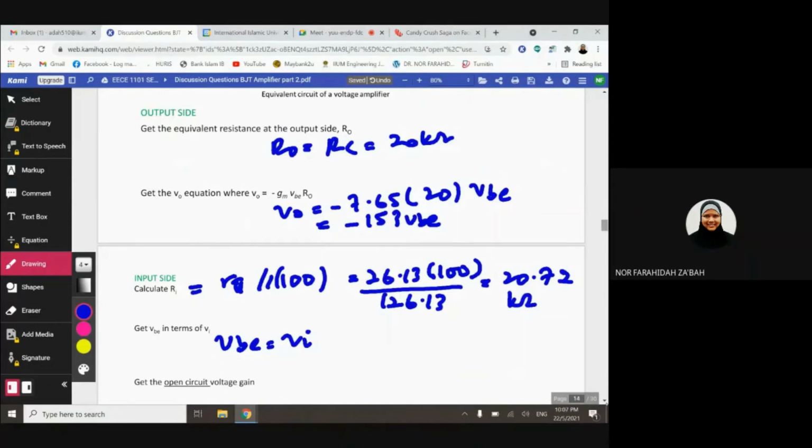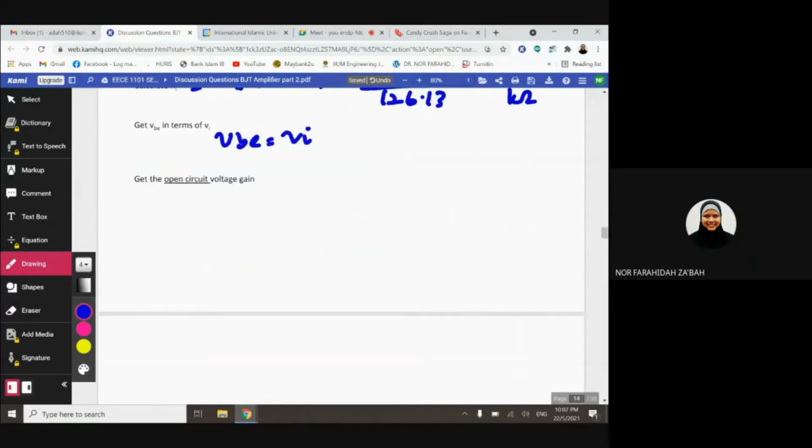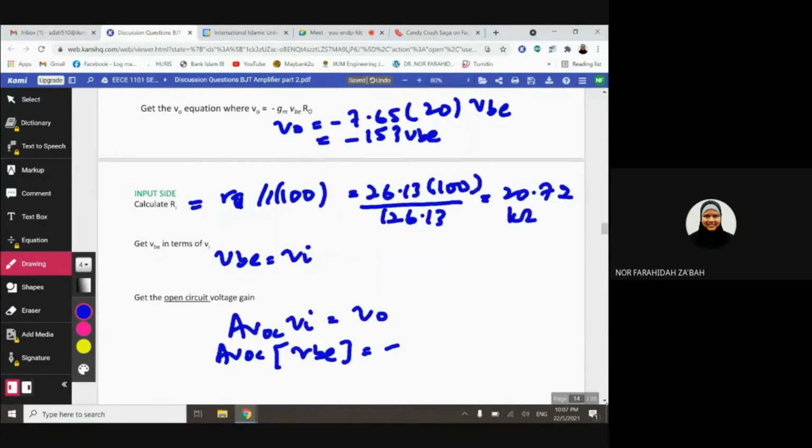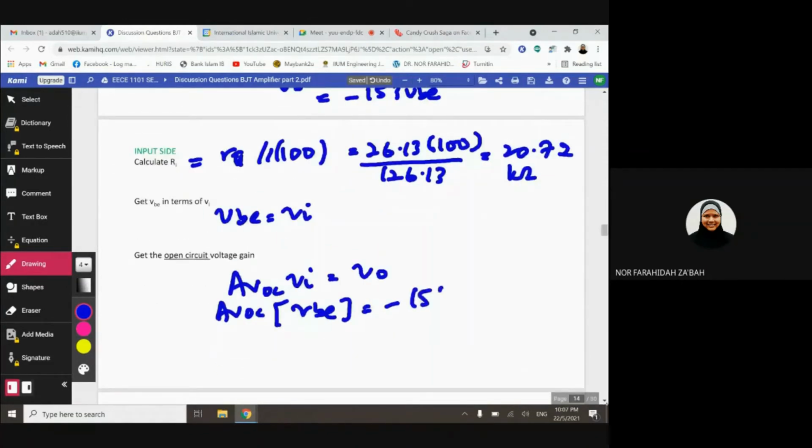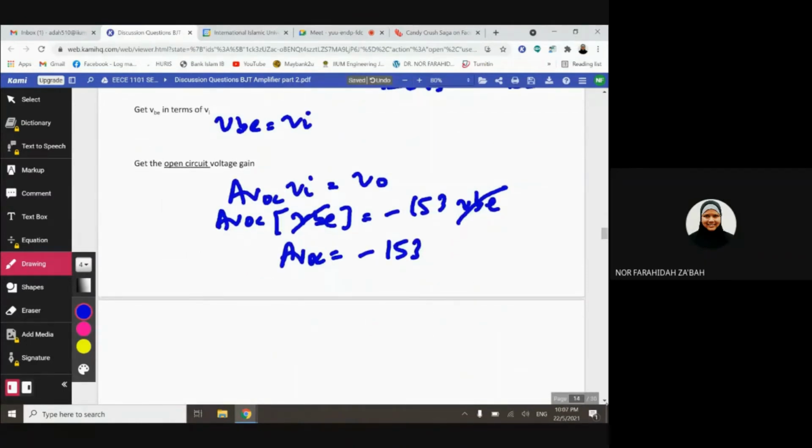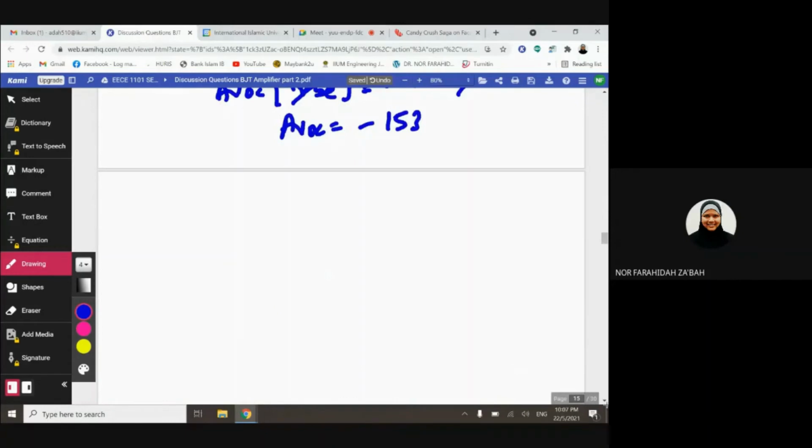Okay. So now let's get the open circuit voltage gain. So AVOC VI is equivalent to V out. AVOC VI is VBE and V out is minus 153 VBE, so VBE can cancel out. So AVOC is minus 153. Okay, that's my AVOC, right?